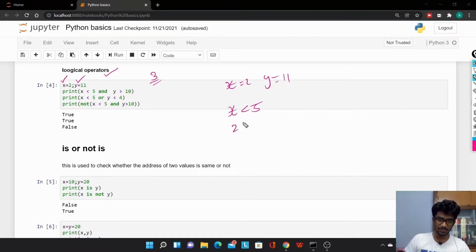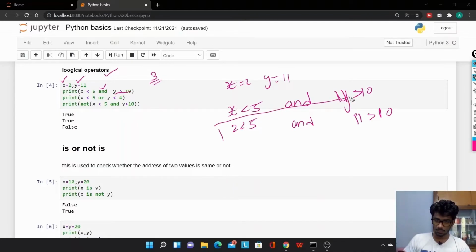Is 2 less than 5? We are using the operator called AND. Let us try to understand the use of AND. Let me write the content first. And then y greater than 10: the y value is 11, and 11 is greater than 10. So this is the final thing that we have in that print statement.